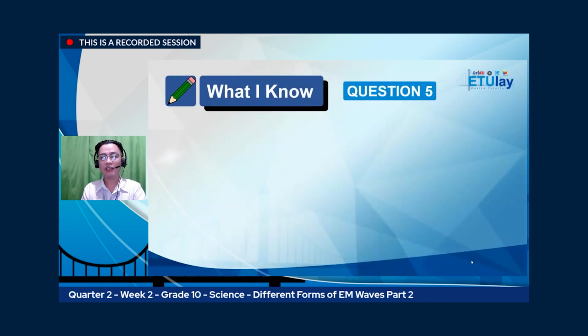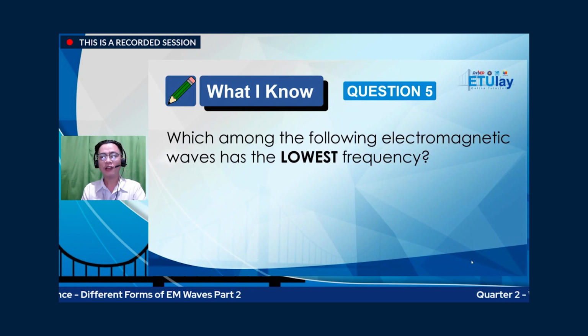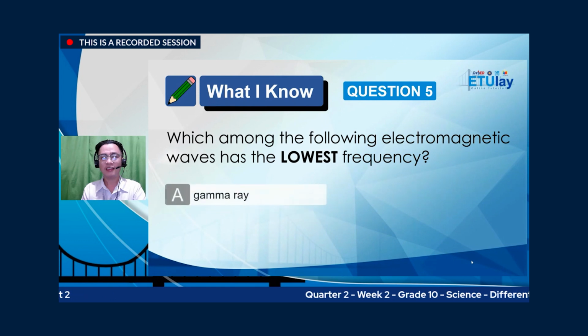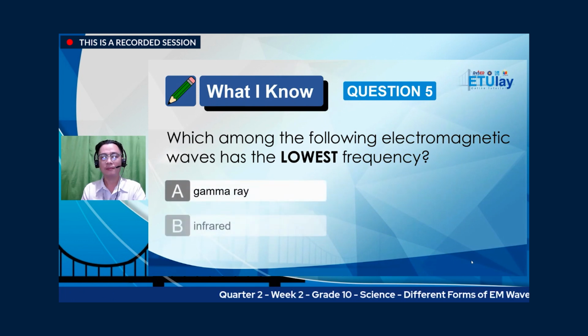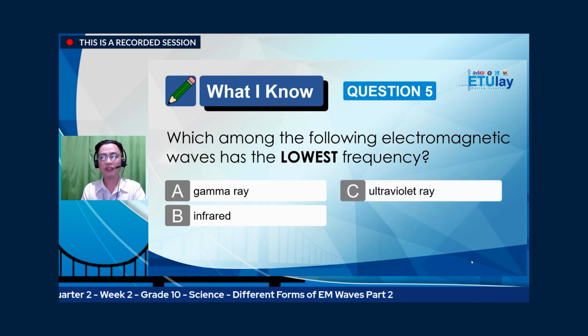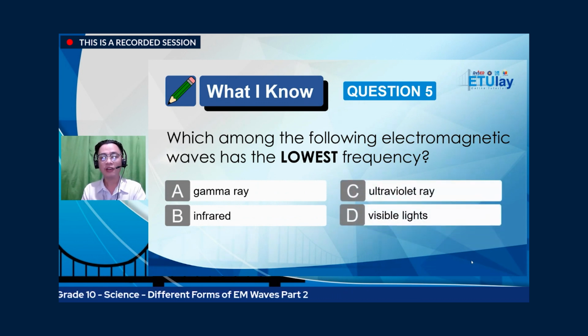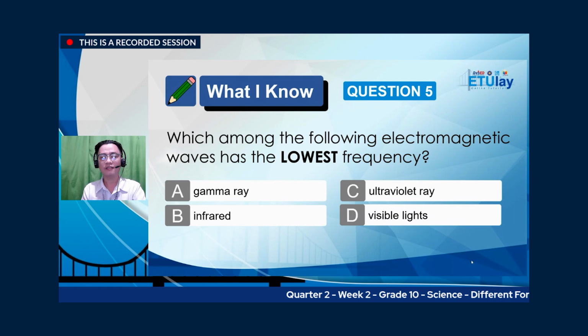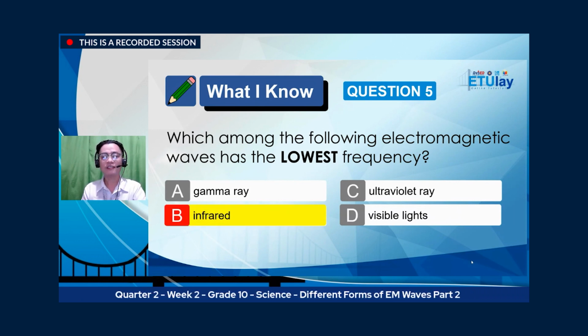Let's proceed to the last question, question number 5. Which among the following electromagnetic waves has the lowest frequency? A. Gamma ray. B. Infrared. C. Ultraviolet ray. Or D. Visible lights. Let me count. 5, 4, 3, 2, and 1. Kung ang sagot mo ay letter B, infrared, ikaw ay amazing.